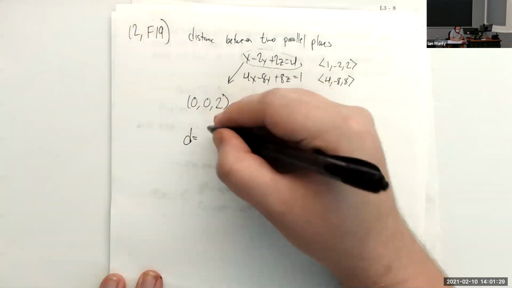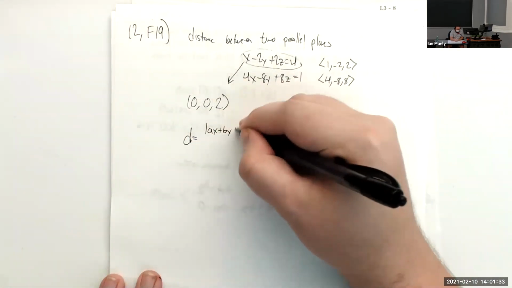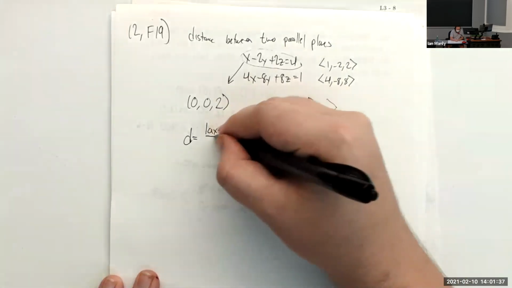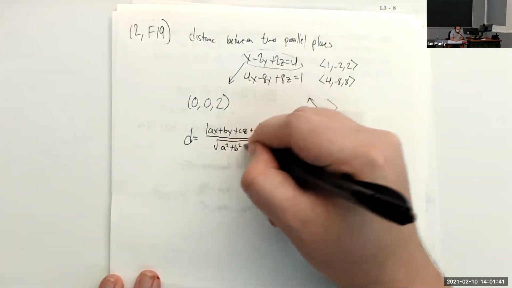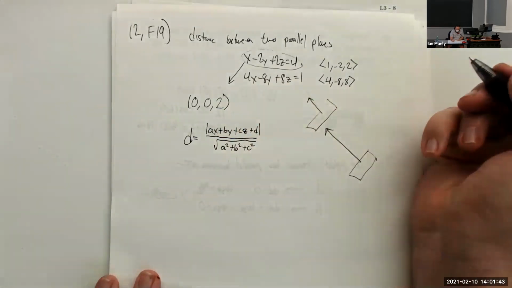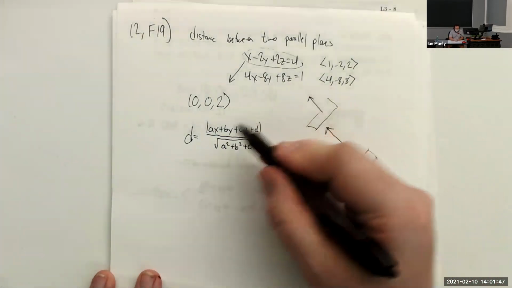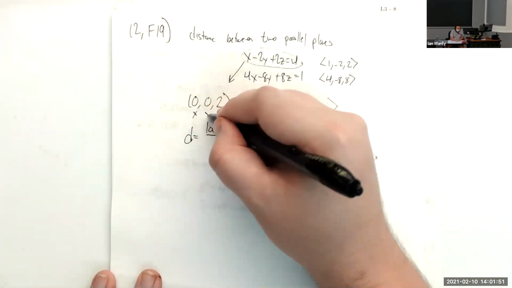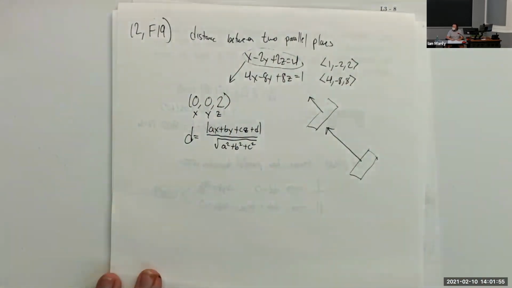So now what's the distance formula from a point to a plane? Well, that's going to be the absolute value of ax plus by plus cz plus d divided by the square root of a squared plus b squared plus c squared, like that. Now, what are these a, b, and c values, and what are these x, y, and z? Well, the x, y, and z refers to the point. So x is 0, y is 0, and z is going to be 2 for this one right here.